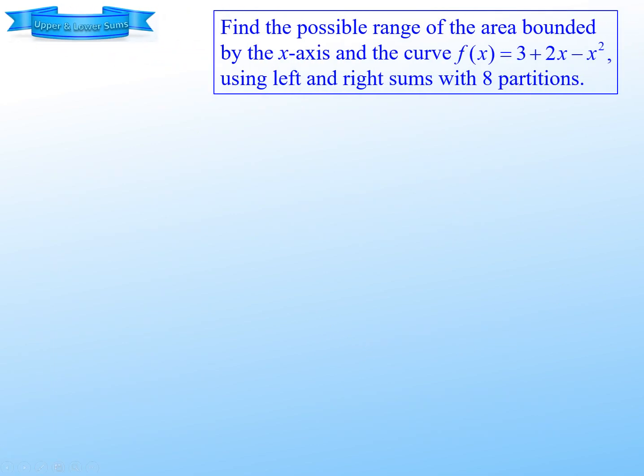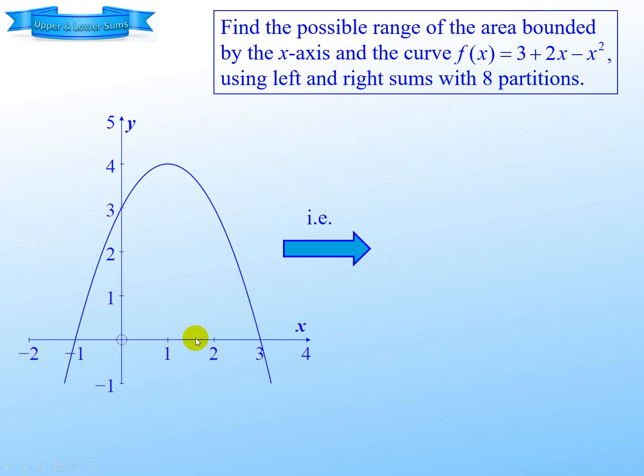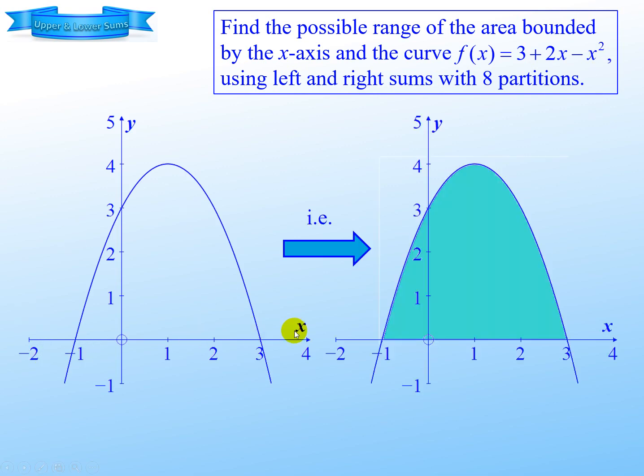Let's now go to a different graph. f of x equals 3 plus 2x minus x squared. Area bounded by the x-axis and the curve. So there's the curve, there's the x-axis, and obviously where it cuts, that's the start and the end of the area. So there's the area we have to find.